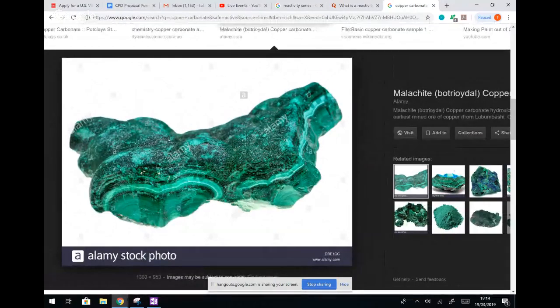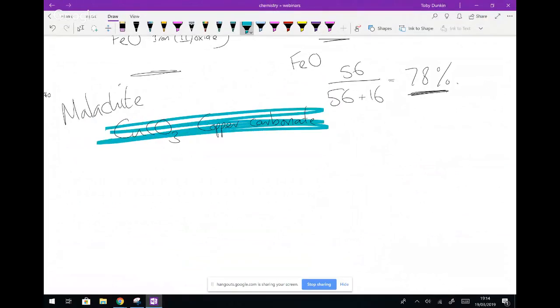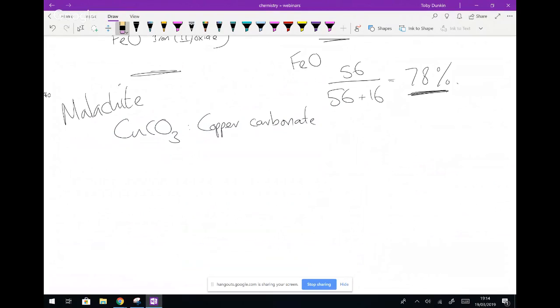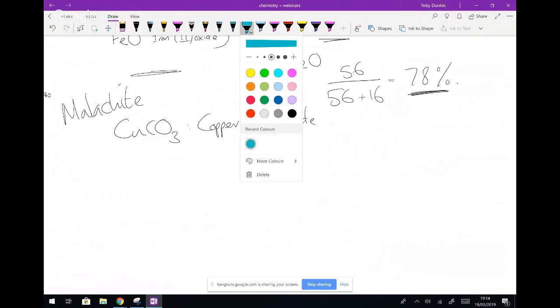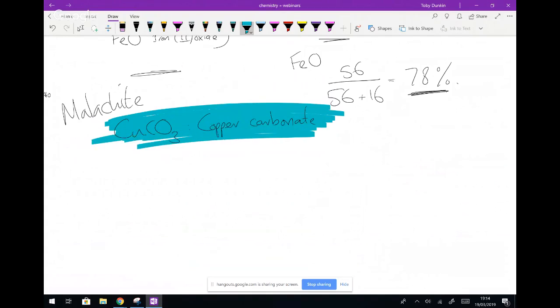Beautiful green color. And it's primarily made of copper carbonate. And that is, by the way, for your studies, and you need to know this, folks, it is a blue-green compound. So copper carbonate is blue-green.